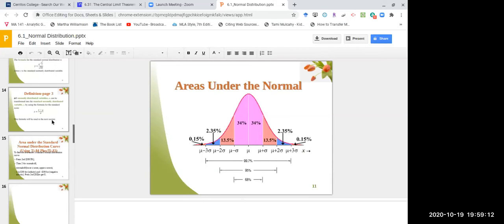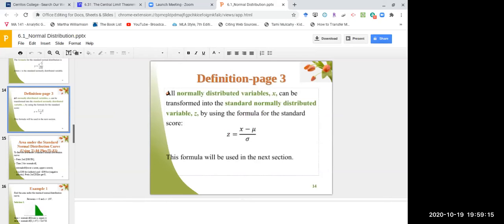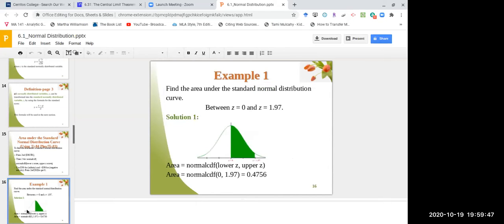So that brings us to this formula here. All normally distributed variables x can be transformed into the standard normally distributed variable z by using the formula for the standard score. Z is equal to x minus mu over sigma, okay? Mu is the population mean, sigma is the population standard deviation. And we also saw how we could use normal CDF in the calculator to find areas between two z-scores.